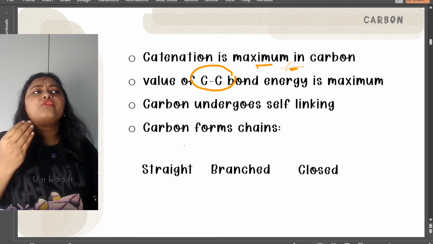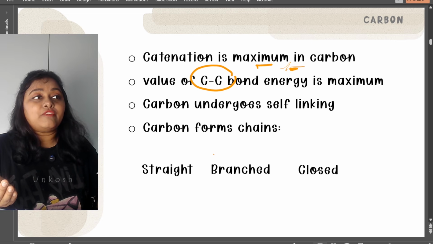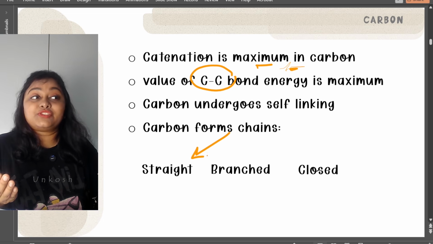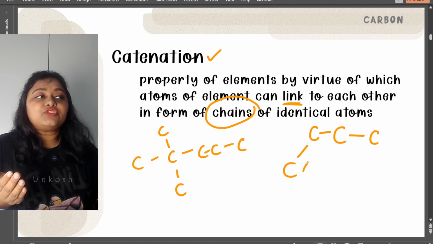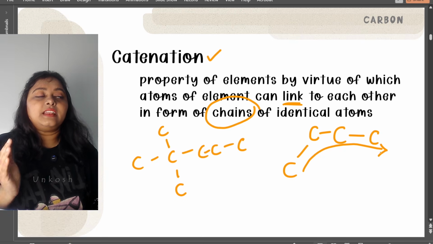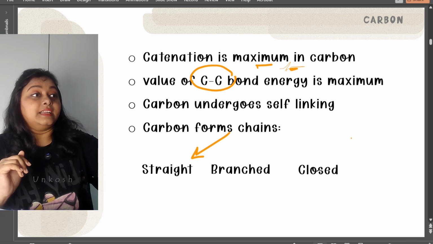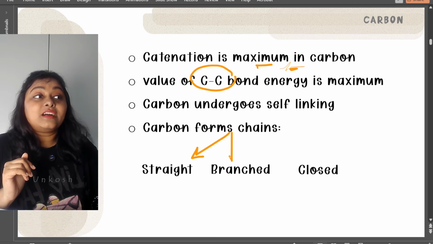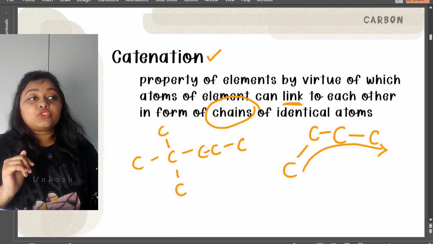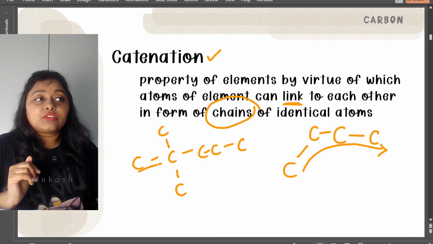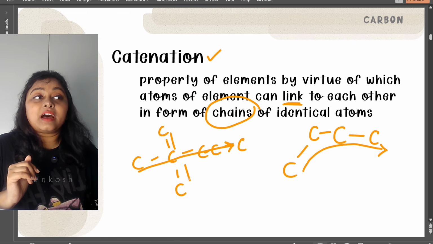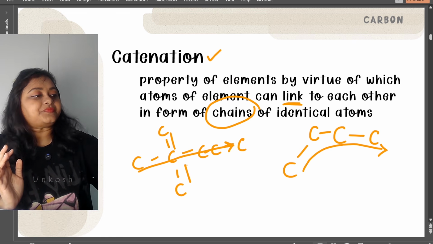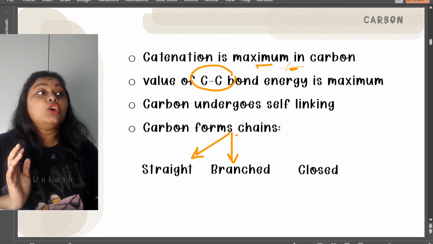So, which are those forms of chains that carbon can form? It can either form a straight chain, which we saw just now, wherein there is a straight, single line in which carbon is getting linked. It could form branched chains, which we also saw, wherein this was the straight line, but this carbon has got a branched chain as well. Or it could form closed chains. Now, what are closed chains?